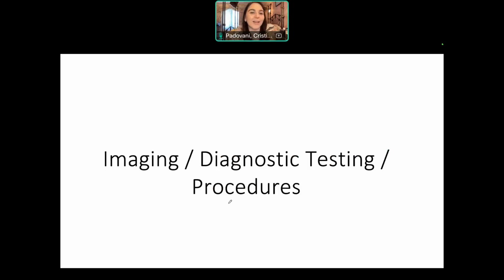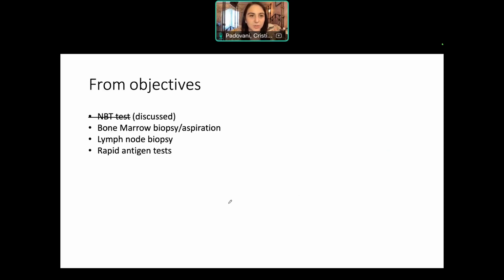You guys are great hanging in there. So we're going to talk about imaging, diagnostic procedures, or diagnostic testing, and then some procedures. So from the objectives on the syllabus, the nitroblue tetrazolium test was discussed with chronic granulomatous disease, probably the last session. We're going to talk about bone marrow biopsy, aspiration, lymph node biopsy, and then rapid antigen test. Very briefly for all of these, okay?